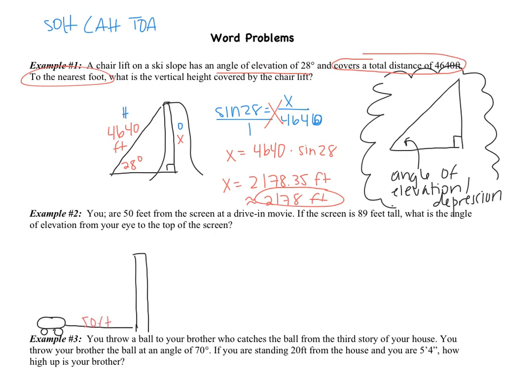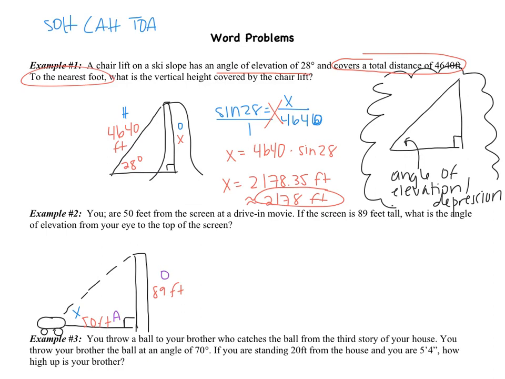Then it says the screen is 89 feet tall. At this point, you should be able to see that this is our right triangle. And the question is, what is the angle of elevation from your eye to the top of the screen? So I'm looking for the angle of elevation, which goes right down here. Now we need to set up a trig ratio. What you should notice is that it's going to be an inverse trig ratio because we're looking for an angle. If we mark our sides according to that angle, 89 is the opposite side and 50 is the adjacent side.